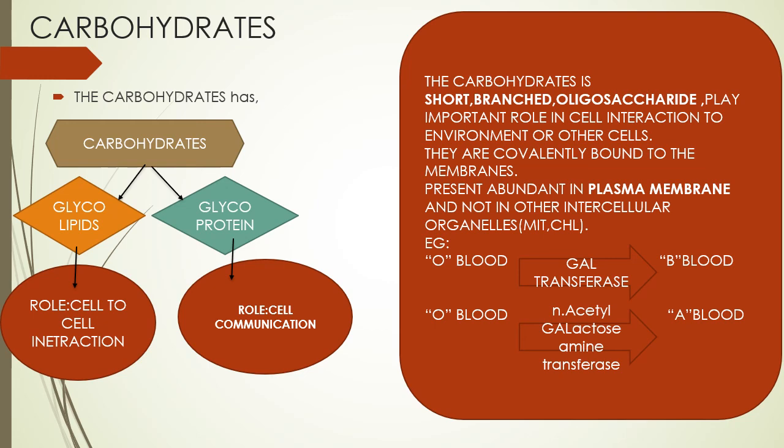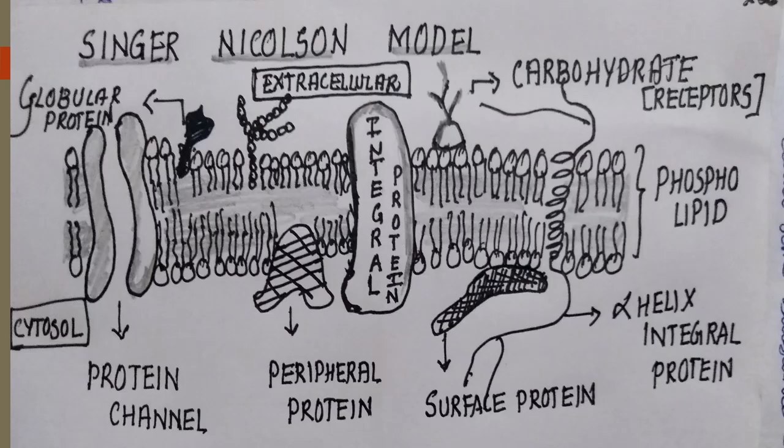In the next slide, there is a pictorial depiction of the phospholipid membrane. It is the Singer-Nicolson model, and in this there is globular protein, protein channel, peripheral protein, integral protein. As you can see, it protrudes to both ends, extracellular end and cytoplasmic end. And next is carbohydrate. They have receptors for cell-to-cell communication, and there are surface proteins, etc.